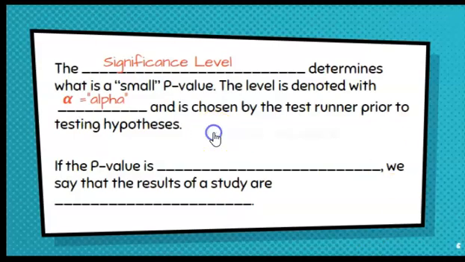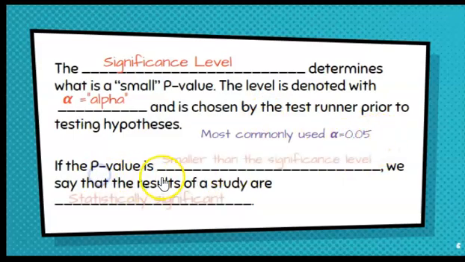Now, what if they don't tell you alpha? The most commonly accepted or used alpha value is 5% or 0.05. So if the question doesn't indicate a specific alpha level, this is what we default to, 0.05. Now, if the p-value is smaller than the significance level, we reject the H-naught, reject the null. We say that the results of the study are statistically significant. All right, so if we reject the null, then we consider it statistically significant. So you can't just throw these words around. You have to use them in the correct places.